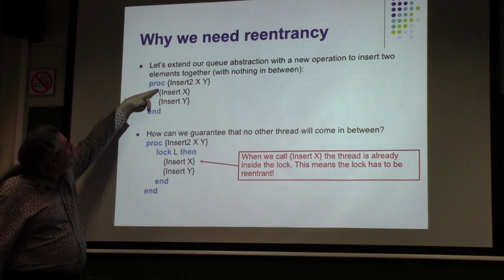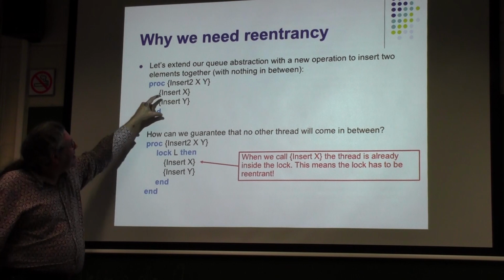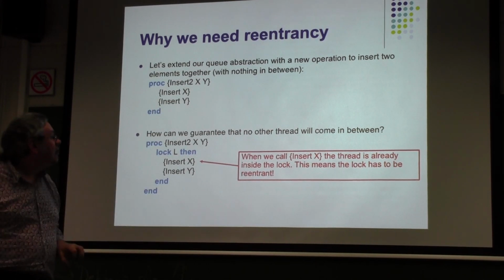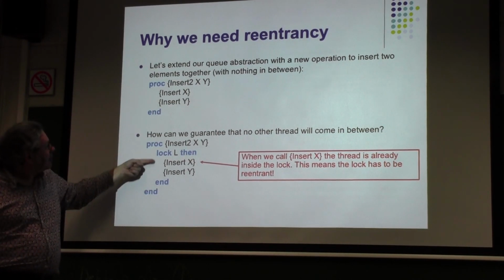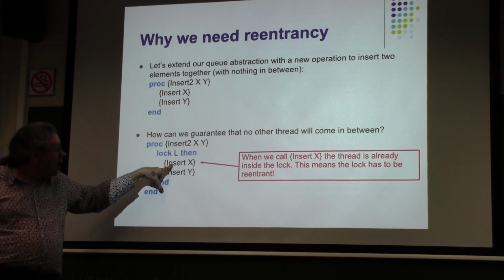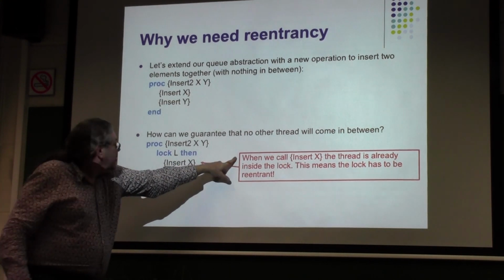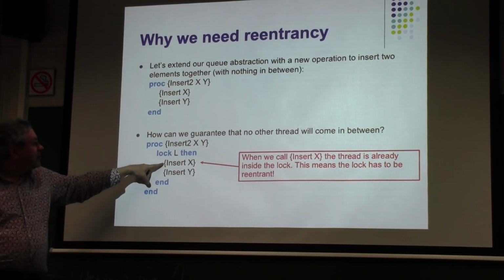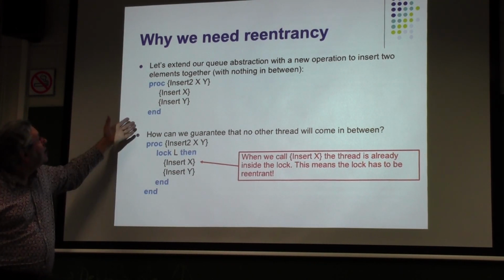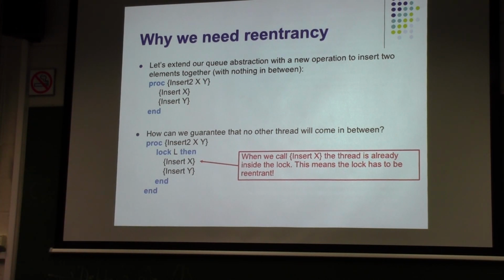But that's not good enough, of course, because the scheduler can stop in the middle. I have to guarantee that X and Y will be together in the queue. And the only way to do that is to put the lock here. Okay, lock L, end. But the insert also has a lock inside, and this one too. And when we call insert X, the thread is already inside the lock, so the lock has to be reentrant. So you can see reentrance is really important when you're building abstractions. With the reentrancy, it's very natural, you can do whatever you want. Okay?